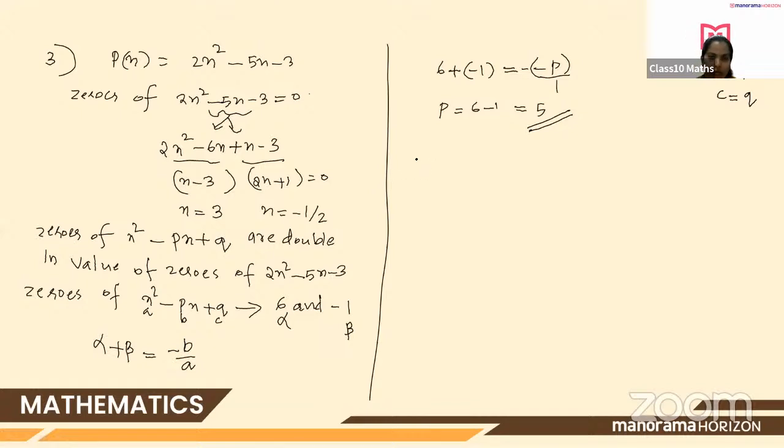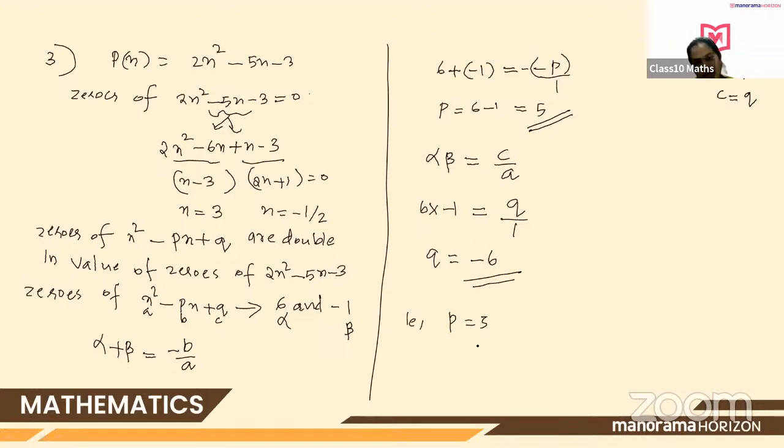Next, product of roots, that is alpha beta is equal to c by a. And here alpha beta is 6 into minus 1 is equal to, what is c here? q. q by 1, and q is equal to minus 6. So p is equal to 5 and q is equal to minus 6. Okay, clear? Any doubt from these questions? Shall we move to the next set of questions?